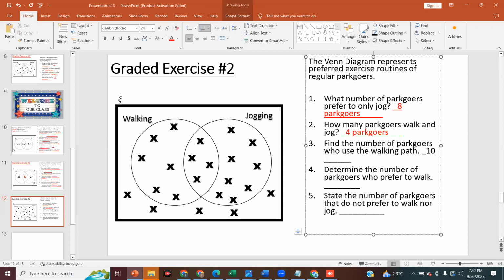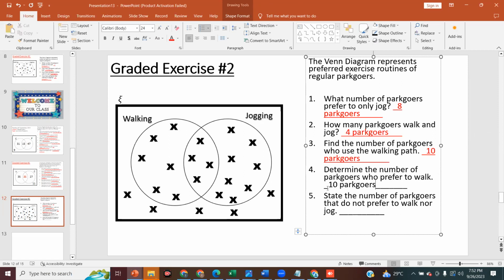Excuse me, sir. I did say 10. You said 10? Yes, sir. Oh, my bad. My apologies, Chai. The answer is 10. And 10 is going to be for number 4 as well, by the way. 10 park goers, because it's asking the same question.